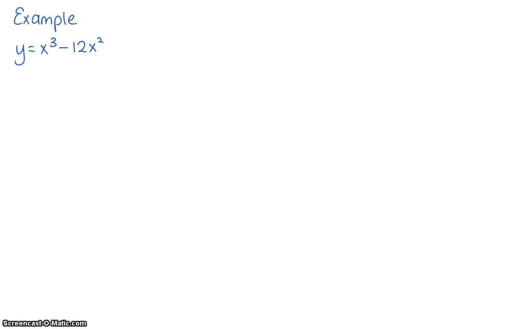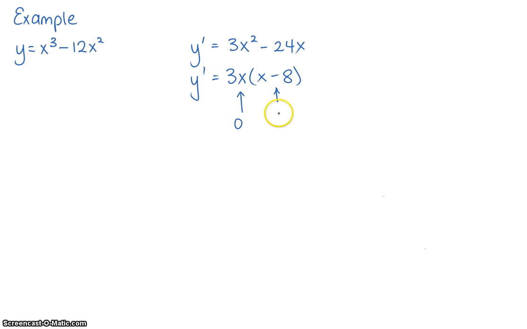So let's consider this example to find out the critical points and where it's increasing and decreasing. First of all, you're going to need to find the derivative. The derivative in this case is 3x squared minus 24x. Again, we want to find out where it's equal to 0, so that we can find the points where it changes direction. If we factor this, we can take out a 3x, and you're left with x minus 8. This tells us we have critical points at 0 and at 8, where the whole derivative is equal to 0.